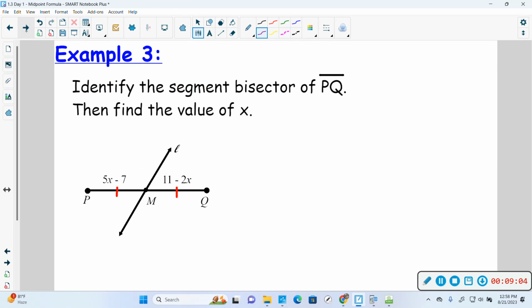All right, identify the segment bisector of PQ. And I think, yep, these look like they copied okay. You can see the tick marks. So clearly this is what's cutting it in half. Now, let's name it. Let's describe it. Is this a point, line, ray, or a segment? Line. And I can name this line. I'm going to name it line L.